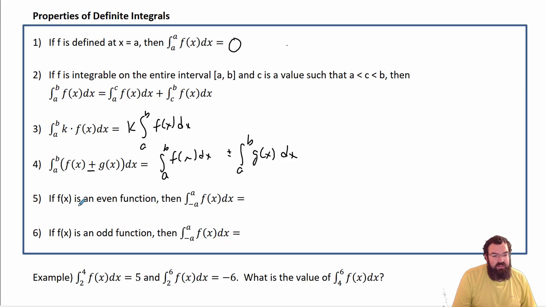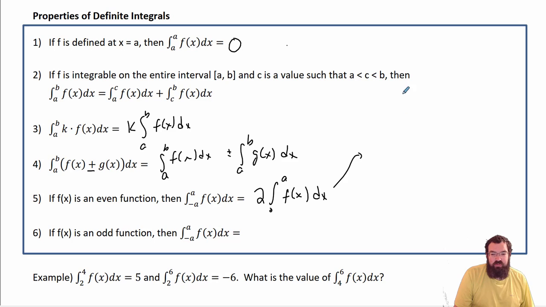If f of x is an even function, then the integral from negative a to a of f of x is going to be 2 times the integral from 0 to a of f of x dx. And you're like, what? Well, that doesn't really make sense. Yeah, well, it kind of does.